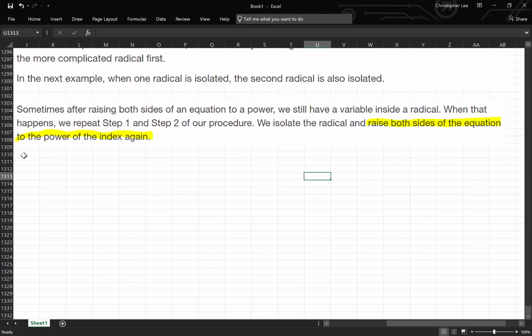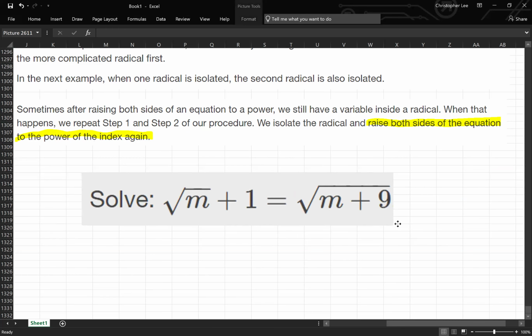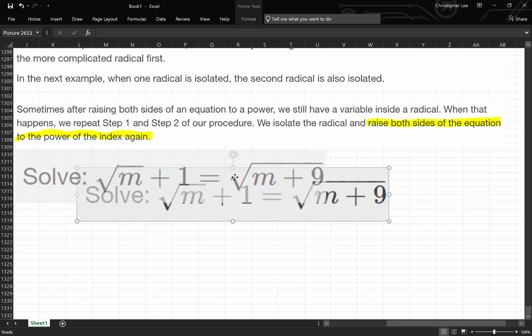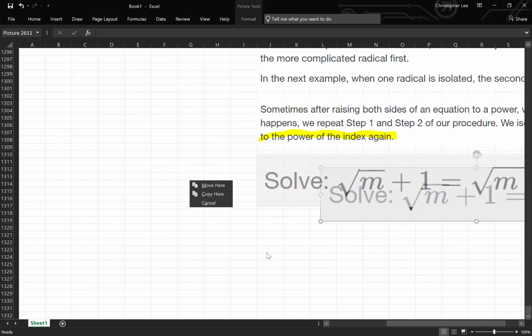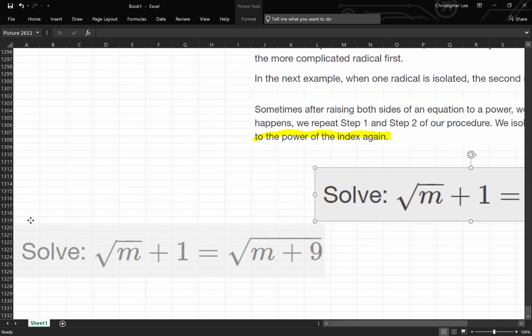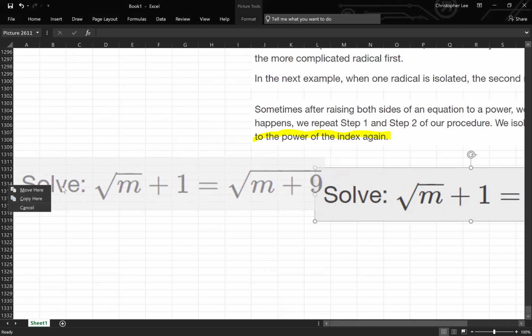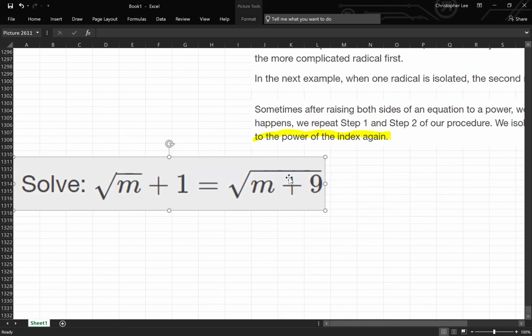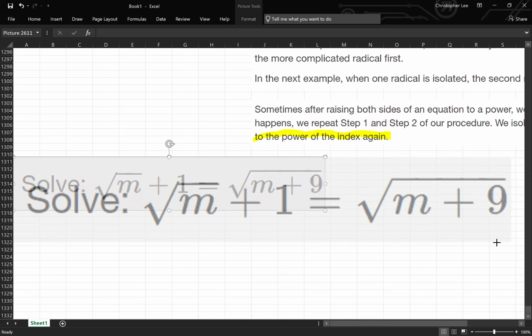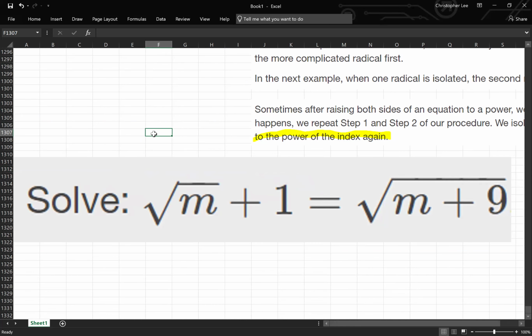For example, let's say we have this equation right here. I want to solve for m. So what am I going to do? I already have my two radicals isolated. I'm going to square both sides. But you know what you do to one side, you got to do to the other, all that good stuff.